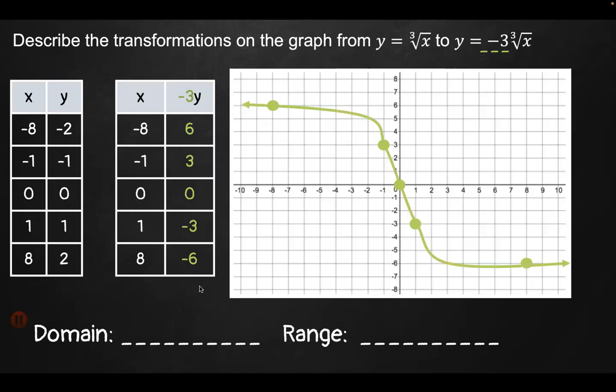So when I graph these points and connect my dots together, you're going to see that I've still got kind of a curve, but now it's just flipped around the other way. My domain, again, is all real numbers, negative infinity to positive infinity, as well as my range, negative infinity to positive infinity.